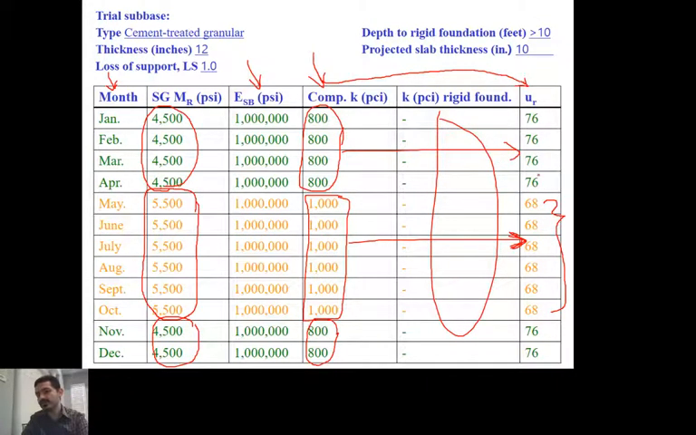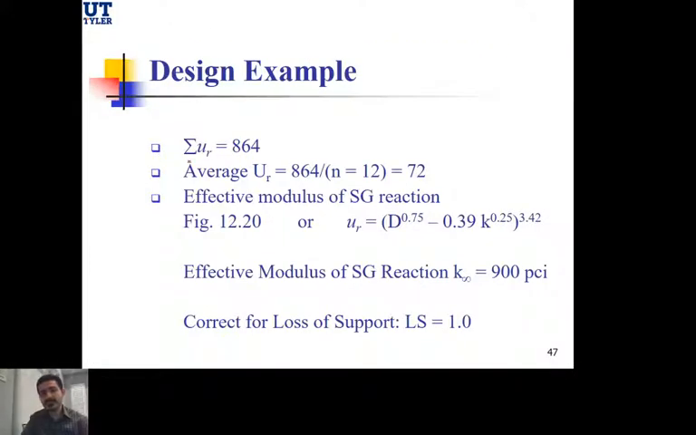So what to do with these numbers here? As I told you before, we need to sum up all these relative damages. So 76 times 6 plus 68 times 6, we'll sum them up. So the summation of all the relative damage is equal to 864. So we're going to divide the 864 by 12 to get the average relative damage per month. So on average, the average amount of relative damage is 72.